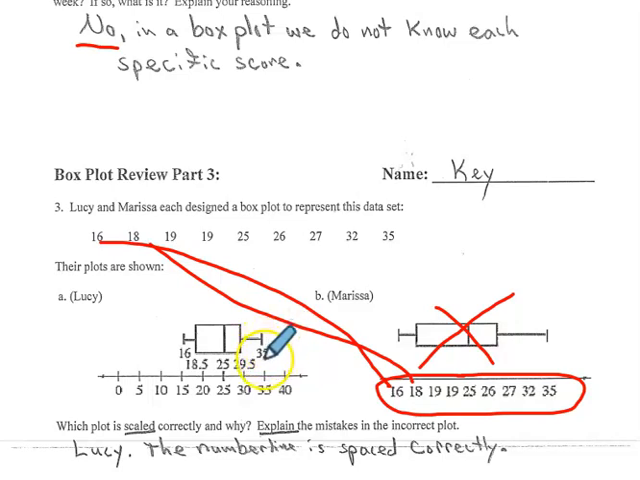Other key things: you've got 35, 16, 16. You can start to look at 1, 2, 3, 4, 5, 6, 7, 8, 9. So 1, 2, 3, 4. Here should be your median, which both of them had correct. So Lucy's correct. Why? The number line is spaced correctly. All right.